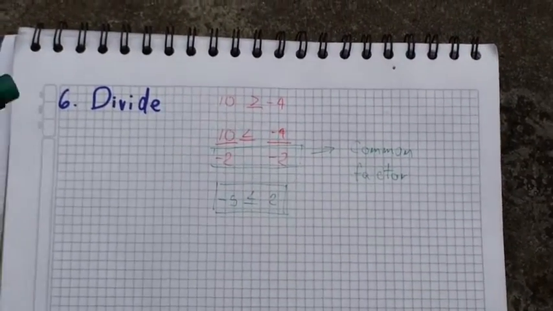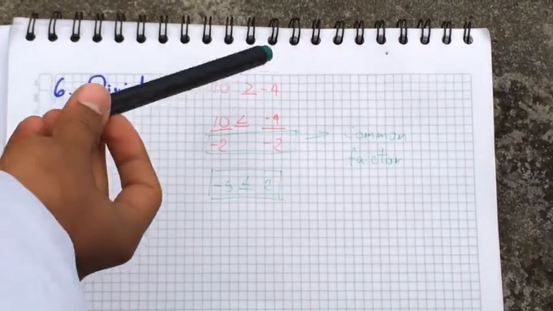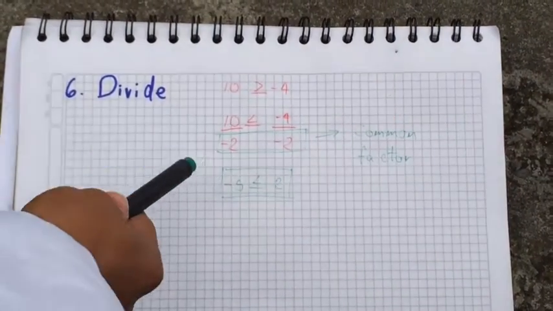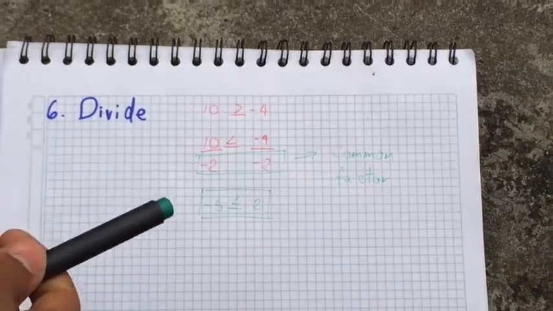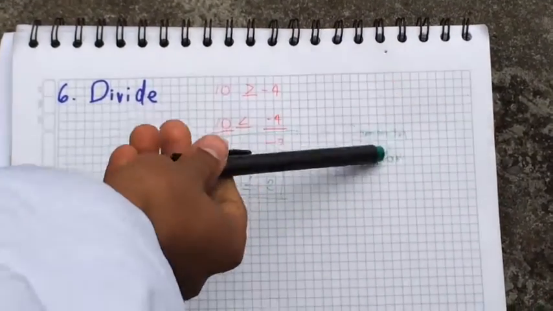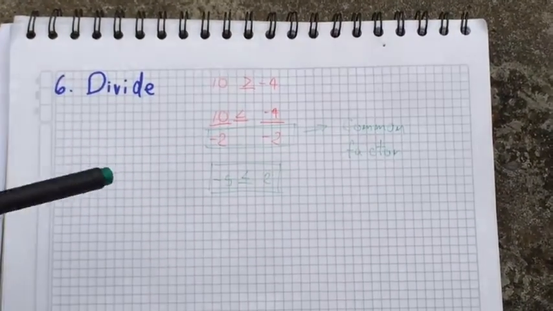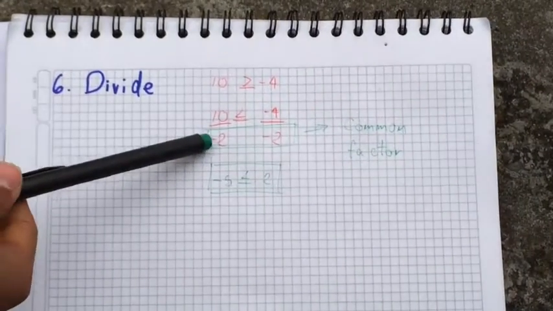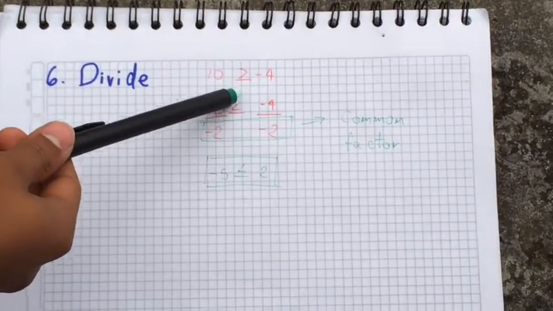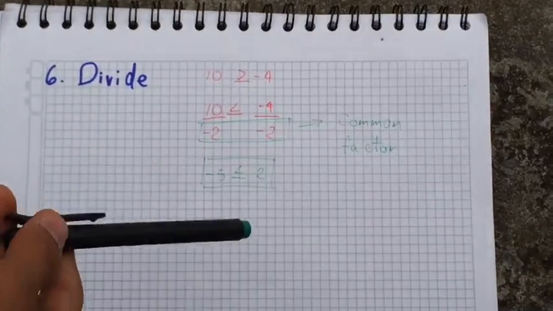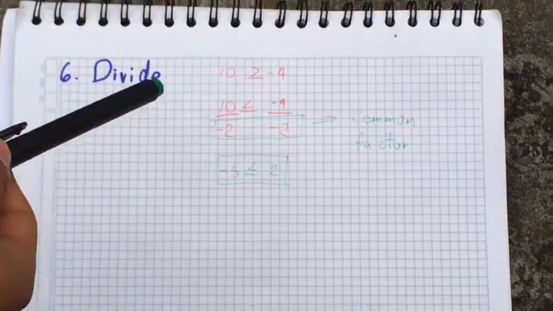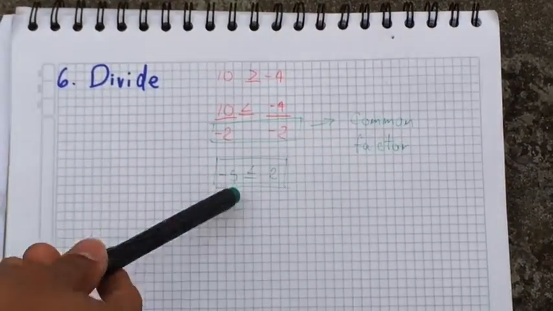The sixth question is how can we divide the compound inequality? So here we have 10 greater than or equal to minus 4. So we divide both sides of the inequality by minus 2, that is the common factor of 10 and minus 4, and because this is minus 2, the symbol changes direction. If it is a positive number, it won't change direction, and this is the answer.